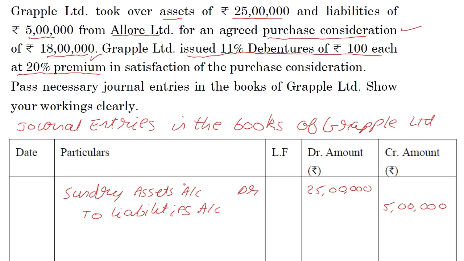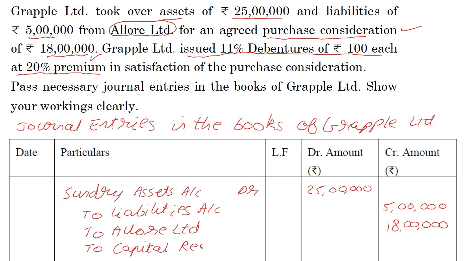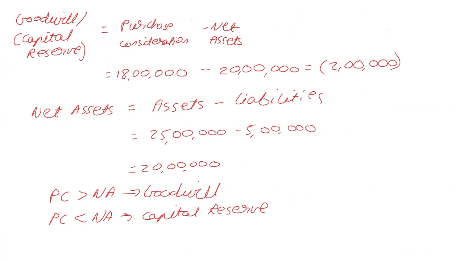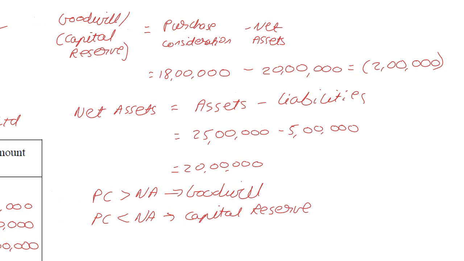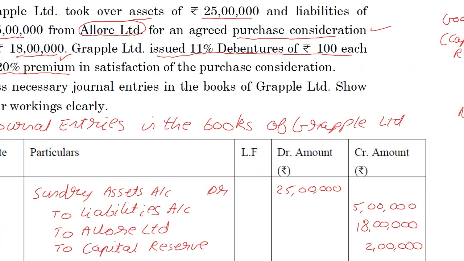because the purchase consideration is 18 lakhs only. Whose assets and liabilities are we taking over? Allore Limited, credit the giver, Allore Limited. They're giving us stuff worth 20 lakhs, but we will only pay 18 lakhs. That means we're making a capital profit, and therefore we credit all incomes and gains. That's why we're crediting the capital reserve account to the tune of 2 lakhs, the same 2 lakhs we calculated as a negative number for the goodwill calculation. If it is coming negative, it is capital reserve.